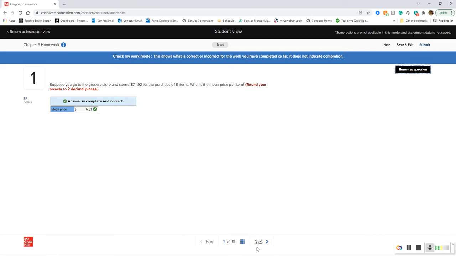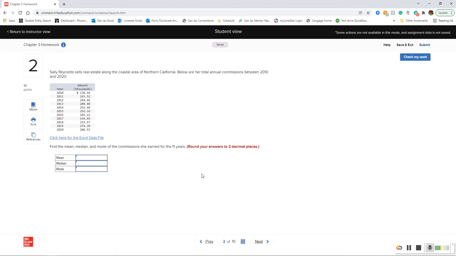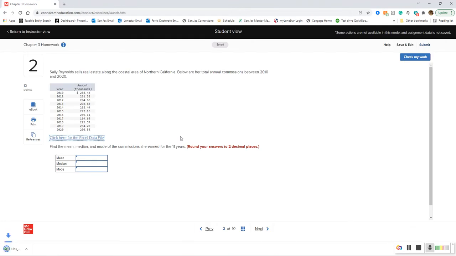Not a simplistic problem here. But of course, we've got to get a little bit more stringent, complicated. So here we have the mean, median, and mode of commissions earned for 11 years. And we can have the Excel data, which we'll probably go right into. Actually, let's go ahead and do that. That makes life a little bit easier for us.